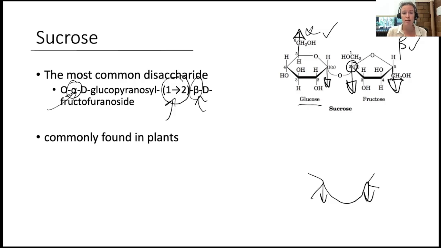Last up, folks, we'll talk about some polysaccharides and their use, and we'll wrap things up.